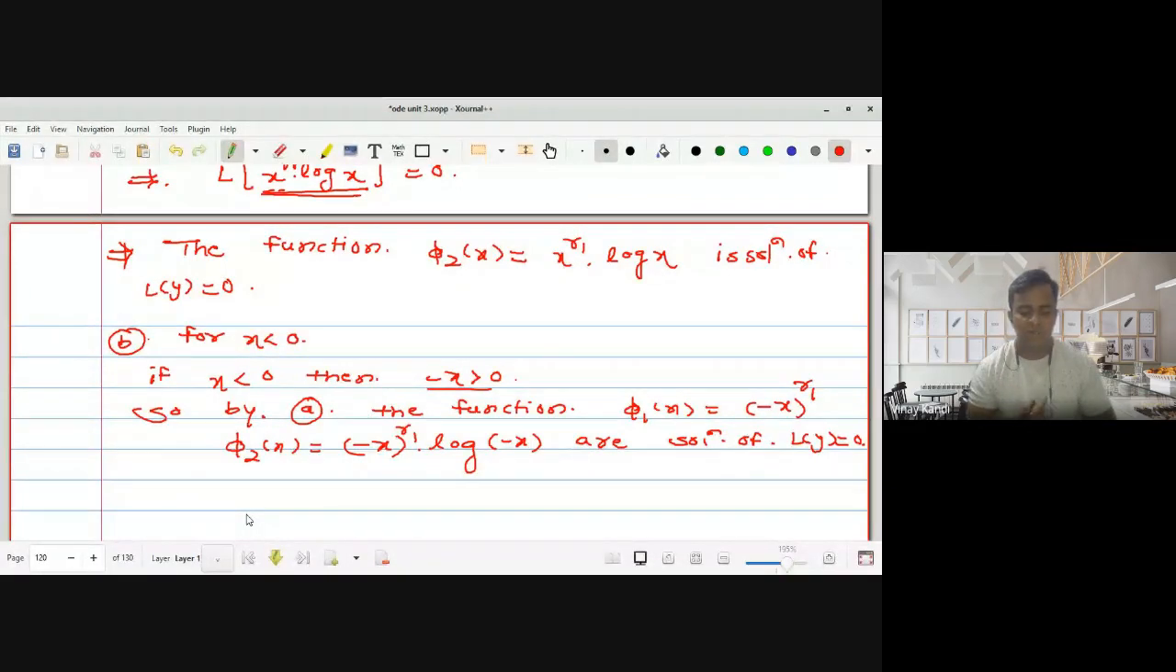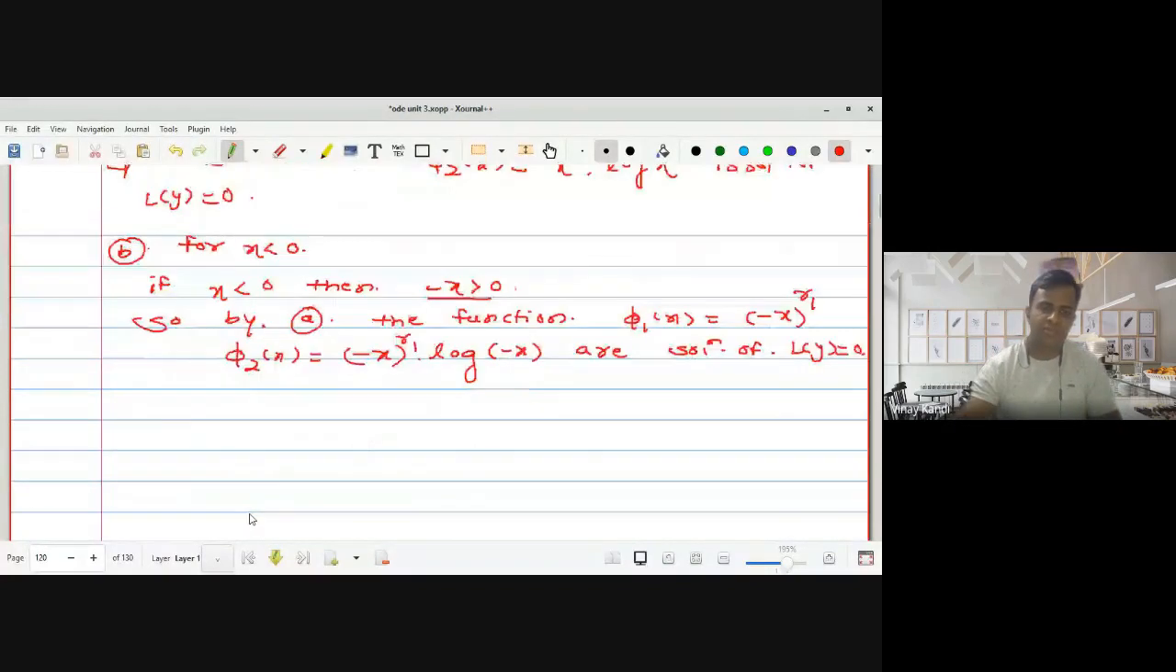Hence, from 1 and 2, combining part A and B part, we have if R1 is the root of Q of R with multiplicity 2, then phi1 of x is equal to mod of x raised to R1 and phi2 of x is equal to mod of x raised to R1 into log of mod of x are the two solutions of L of y.